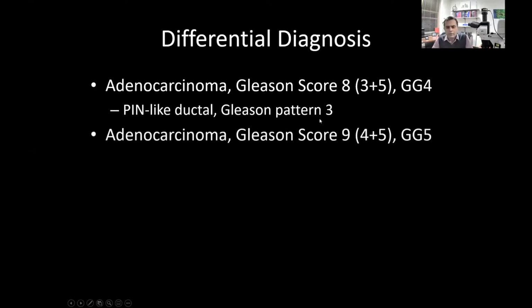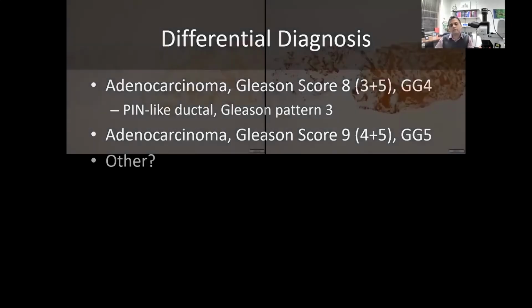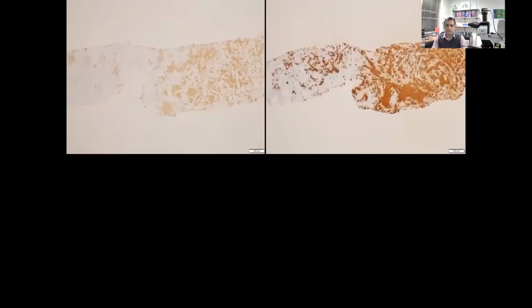But how about Gleason score 9 carcinoma? You could consider that the Gleason pattern 3 areas are not actually PIN-like ductal. Maybe they are the regular ductal carcinoma, which would in fact be categorized as a Gleason pattern 4. So in that case, you would get a Gleason pattern 4 plus 5 carcinoma, which becomes a grade group 5, right? Are there any other diagnoses for this lesion? Could this be something else altogether? So let's take a look.